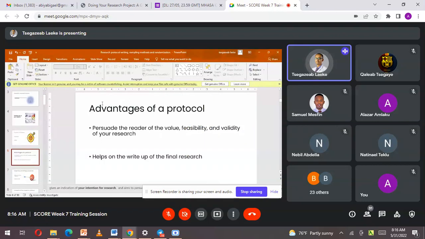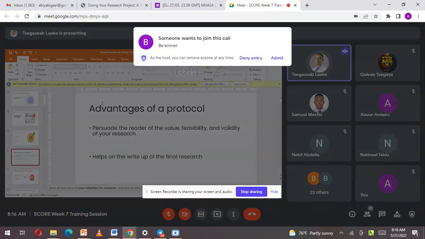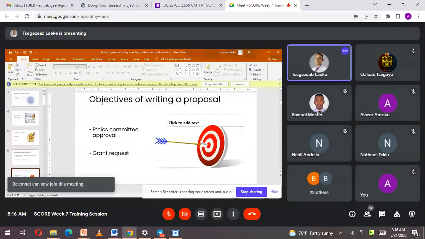So when we come to the advantage of a protocol, it lets you persuade the reader of the value, feasibility, and validity of your research. And above all, it also helps you on the write-up of the final research, because most of the protocol components that we are going to see are also part of your final research content. So having a very good, well-prepared protocol helps you tremendously in writing your final research.